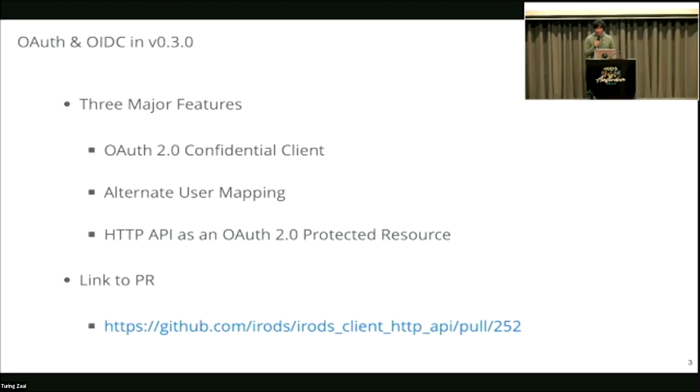Starting with the more supportive features, we have confidential client support now available to us. There's also an alternate user mapping that's provided within the HTTP API itself. I'm going to quickly go over these, not too much detail. We'll talk about it more later. And the real meat and bones is the protected resource mode support for the HTTP API. I believe that's going to be the biggest feature that will help in application development on top of the HTTP API. If you played around with 0.1.0 or 0.2.0, especially in regards to OAuth, you might have encountered some issues. This should essentially remove those issues.